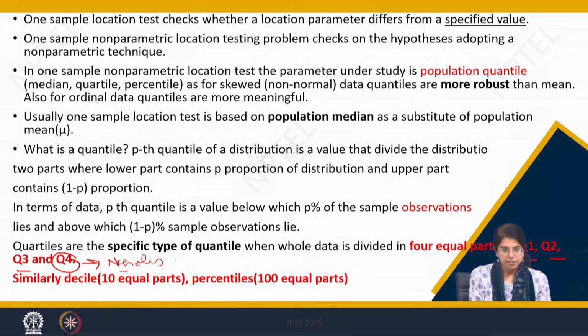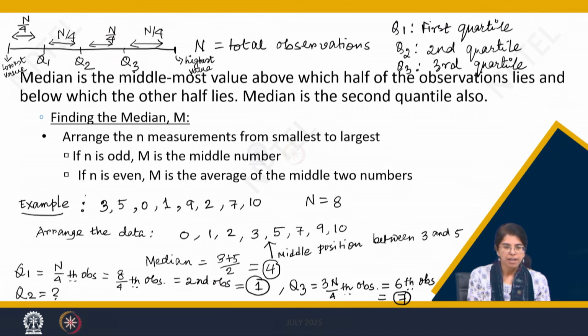Okay? So, similarly decile, when you are considering decile, it makes the entire set of observations into 10 equal parts, and similarly percentile, which makes the entire zone of observation into 100 equal parts. Okay. You can see that this is the entire zone of the observation, where I have written Q4 here.